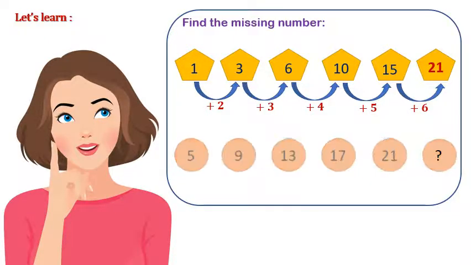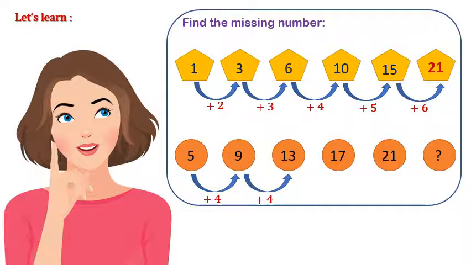Now, in the second puzzle, Ria observes that every number is obtained by adding 4 to the previous number. 5 plus 4 is 9, 9 plus 4 is 13, and so on. So she easily finds the missing number by adding 4 to 21. So the missing number is 25.